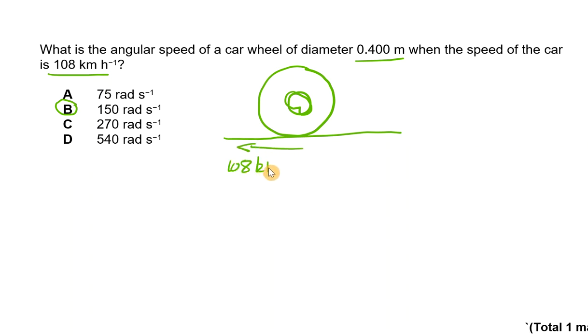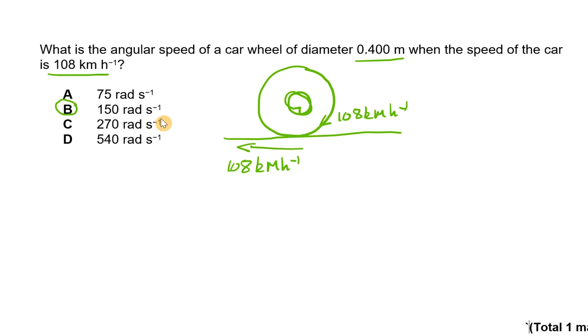108 kilometers per hour, then the car wheel itself must have a velocity on its outside edge of 108 kilometers per hour, because that tyre or that wheel of the car is constantly in contact with the road, so it must have an outside velocity the same as the velocity of the car.